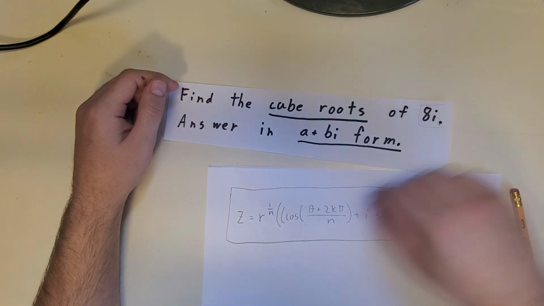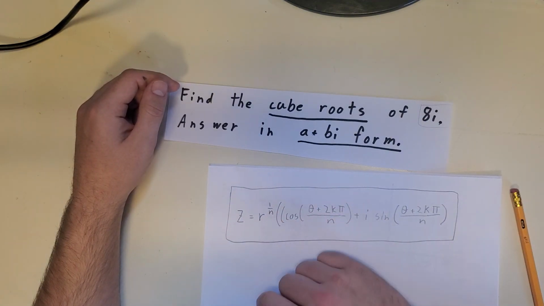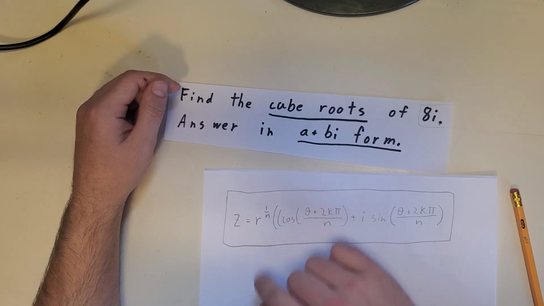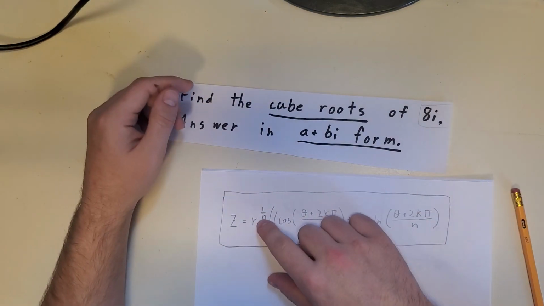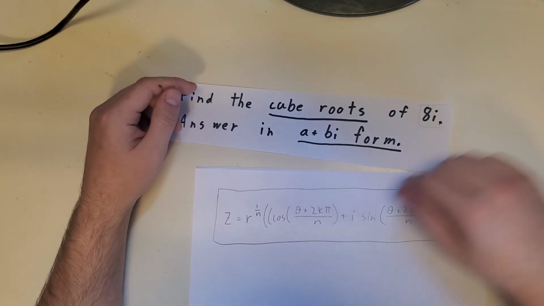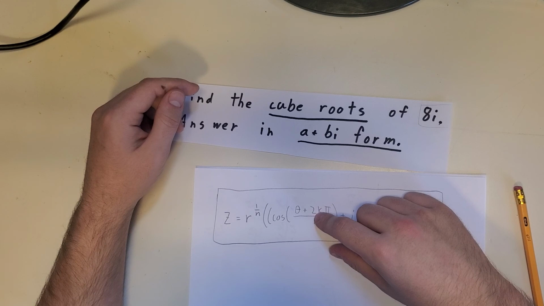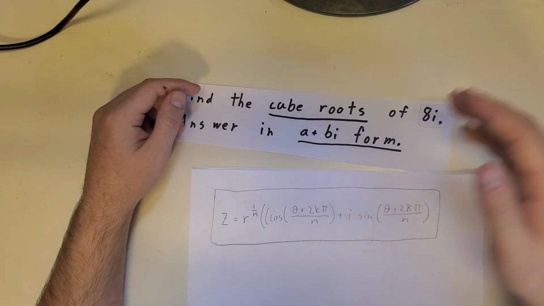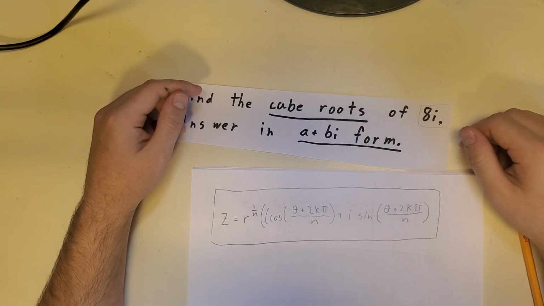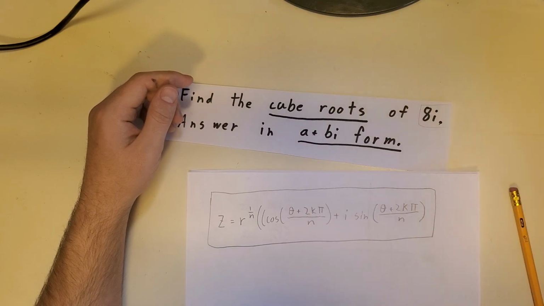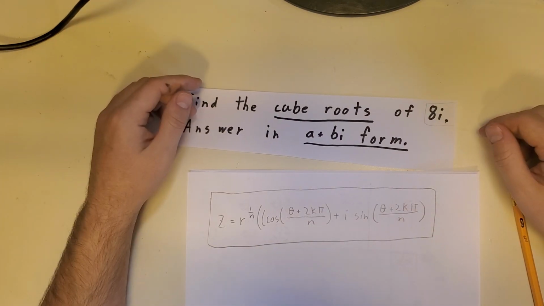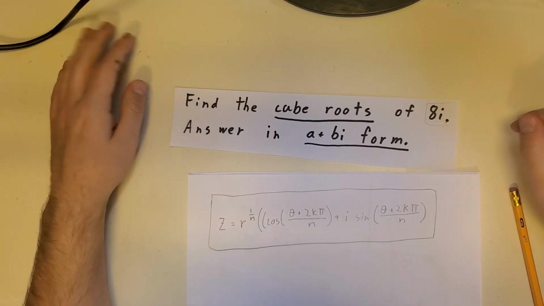You just remember that n is the degree of the root. So if you're finding the square root, that's going to be 2. The cube root is going to be 3. You know, the 20th root, that's going to be 20. And then k is just going to be the iteration starting at 0 and going up until 1 less than the degree of the root. So if I'm finding the 20th root, k is going to start at 0 and go all the way up to 19, and I'll have 20 different roots. The number of roots you have is equivalent to the degree of the root you're finding.